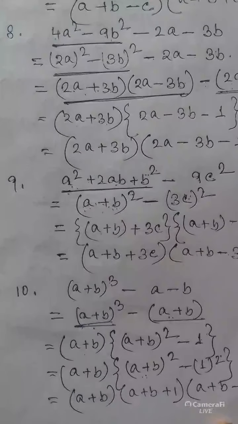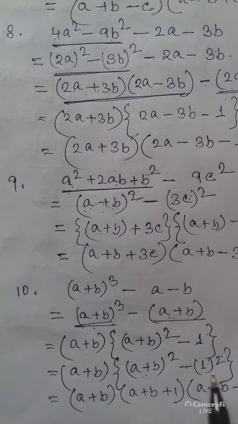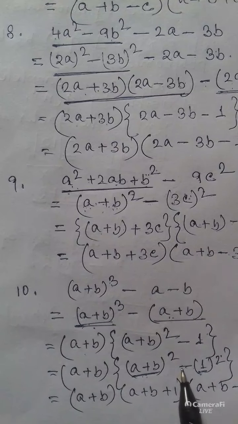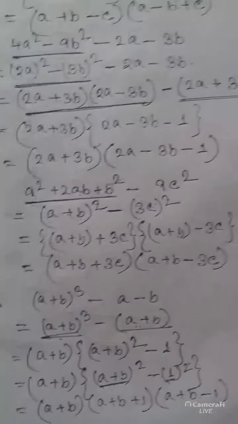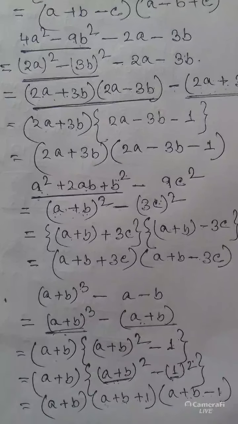And what is the formula of a² − b²? (a + b)(a − b). Here a equals (a + b) and b equals 1. So we can write (a + b + 1) and (a + b − 1). Is it okay, students?